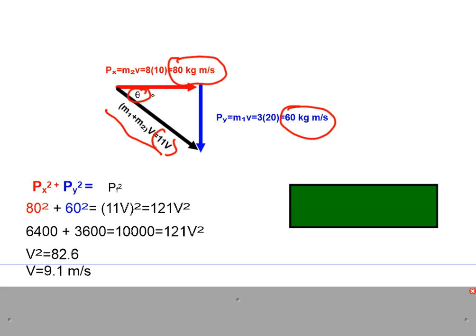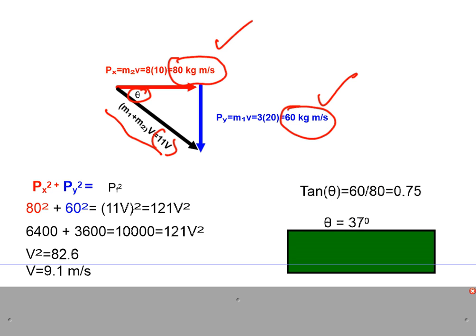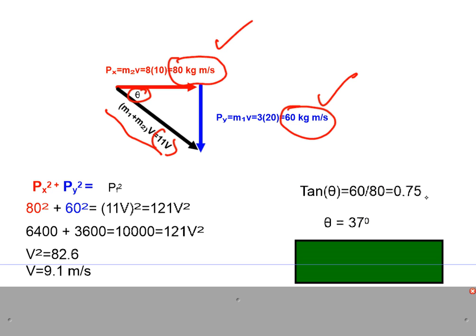The second problem is, what's the angle here? What's theta? Well, we take the tangent of theta. Tangent is opposite over adjacent. Opposite is 60, adjacent is 80. So the tangent is 60 divided by 80, which is 0.75, and the inverse tangent of 0.75 is 37 degrees. So they both move off together at an angle of 37 degrees. This would be south of east, and the joint velocity is 9.1 meters per second squared.